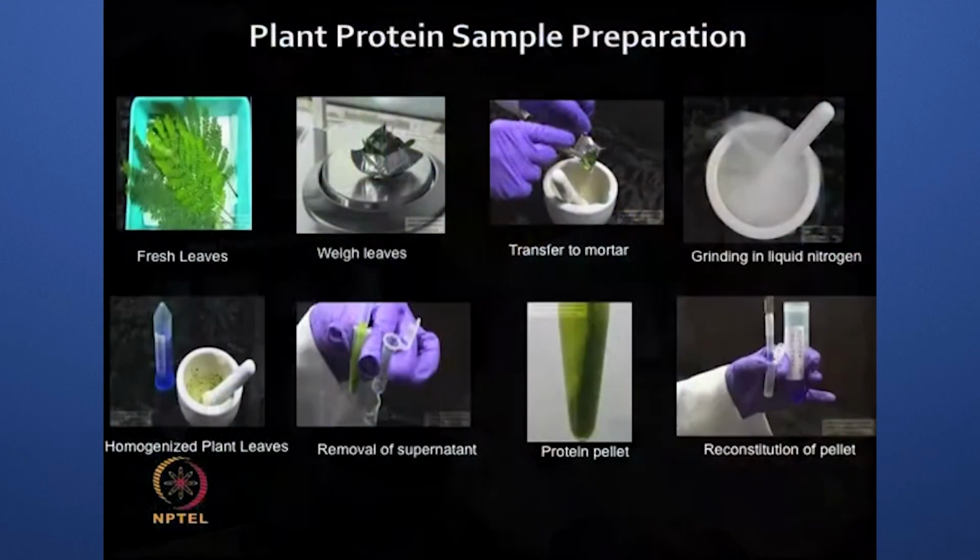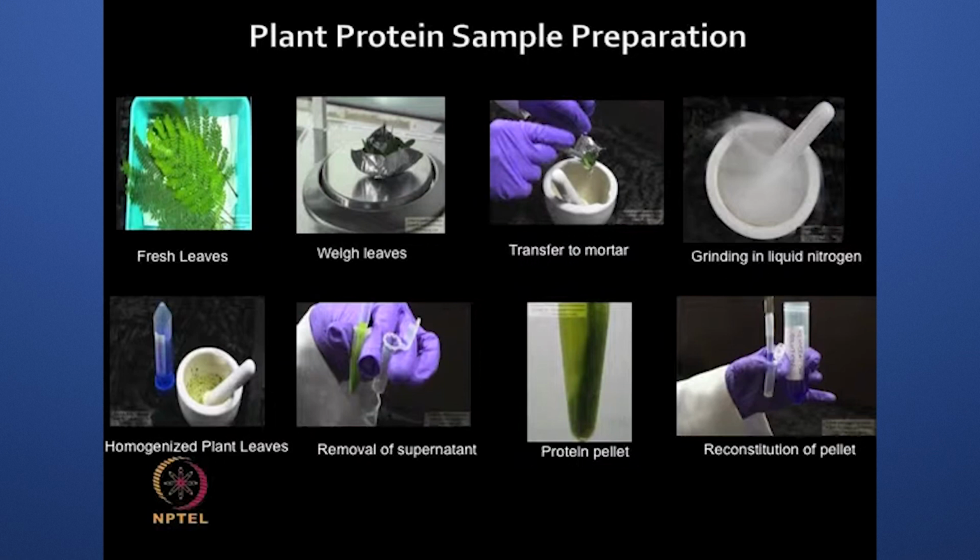So, here in the pictorial form, I am giving you an overview of steps involved in the plant protein sample preparation, starting from the leaf collection, weighing the leaves, transferring to the mortar, grinding by using liquid nitrogen with the pestle, homogenization in the presence of TCA and acetone. After centrifugation, removal of the supernatant, how the protein pellet is formed, then it needs to be washed a couple of times with acetone, and then the pellet can be reconstituted in lysis buffer.